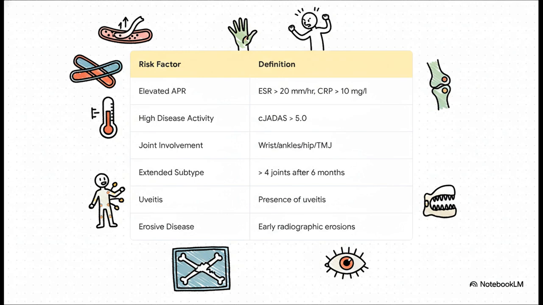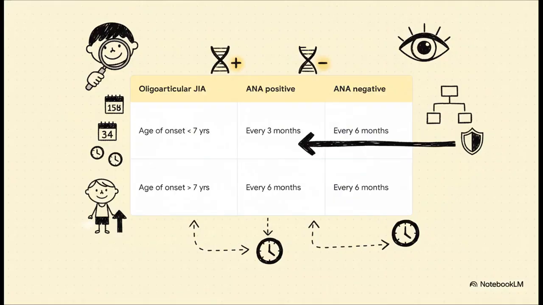We're looking for elevated acute phase reactants. That's an ESR over 20 or a CRP over 10. A CJET-ODIS score greater than 5 indicates high disease activity. An involvement of the wrist, ankles, hip, or TMJ also qualifies. And of course, evolution to the extended subtype, concurrent uveitis, or early radiographic erosions all place a patient in this higher risk category.